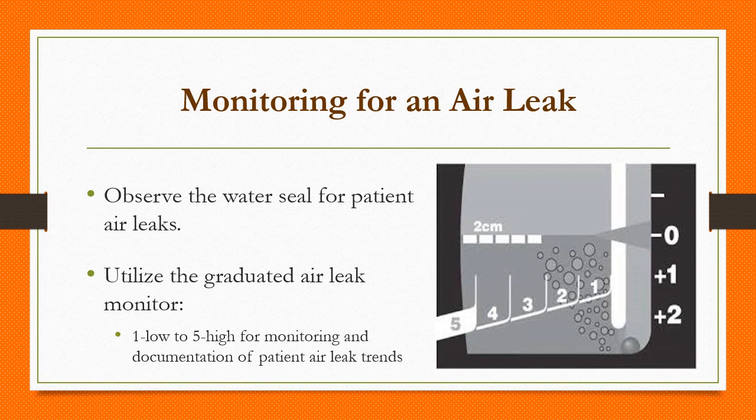Continuous bubbling in the air leak monitor chamber may indicate an air leak. Keep in mind that bubbling would be expected when first placing a chest tube in a patient with a pneumothorax. But as we continue to pull air out of that pleural space, we would eventually expect a cessation of the bubbling within that chamber. A patient air leak is confirmed when air bubbles are observed going from right to left in the air leak monitor chamber.